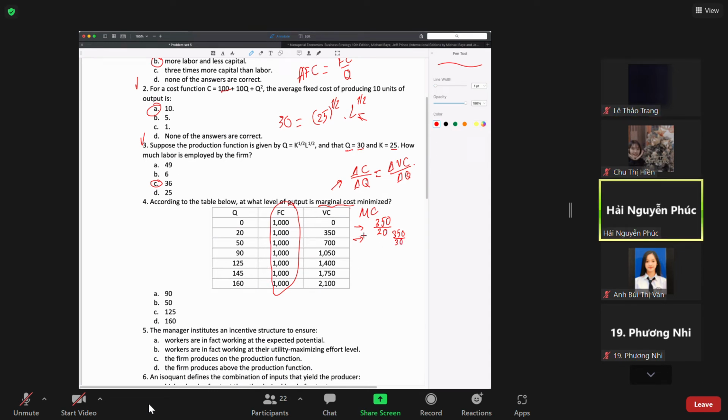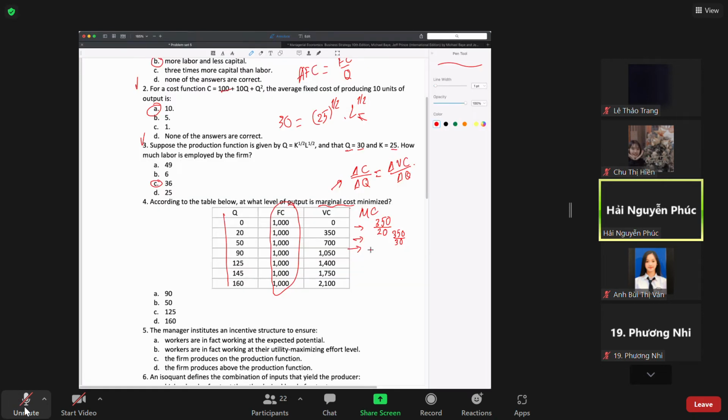Take a look. You can see that the change in variable costs is constant, and it is equal to 350. And so you should pay attention only to the change in the quantity. Please take a look at the change in the quantity. And you can see that the marginal cost would be minimized when the change in the quantity is maximized. See it? Not yet.